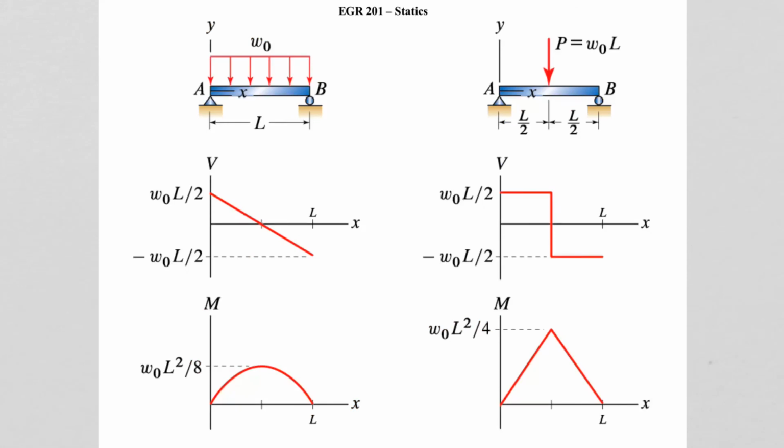So you can see from this diagram that the loadings are significantly different between the two of them. And what we see here, and is very important, is this concentrated loading over here actually has caused a moment to be twice as much as the moment in the distributed loading. So that's a significant part. The other is that we have this discontinuity that happens here. It's a real abrupt change in our shear force also.